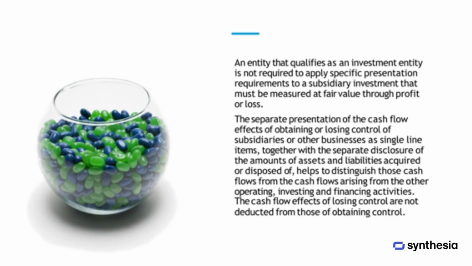The separate presentation of the cash flow effects of obtaining or losing control of subsidiaries or other businesses as single-line items, together with the separate disclosure of the amounts of assets and liabilities acquired or disposed of, helps to distinguish those cash flows from the cash flows arising from the other operating, investing, and financing activities. The cash flow effects of losing control are not deducted from those of obtaining control.